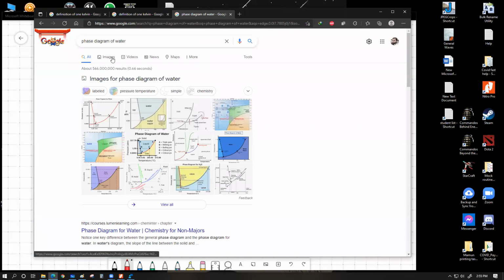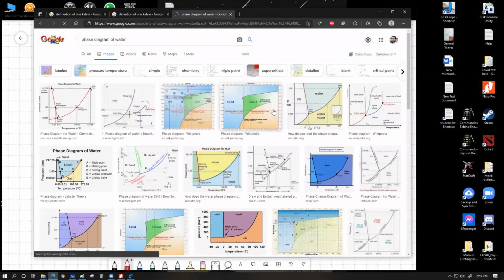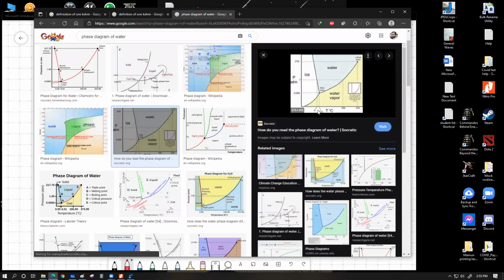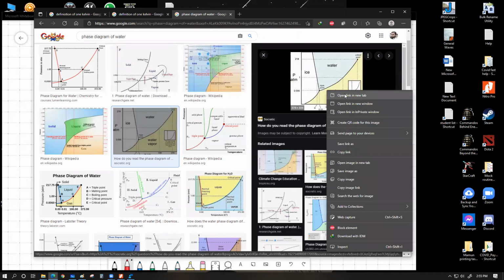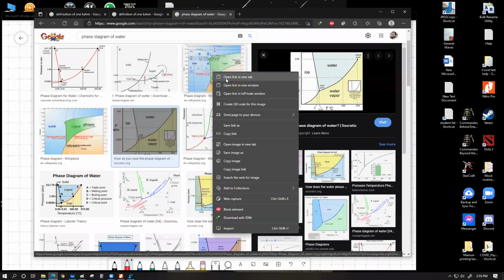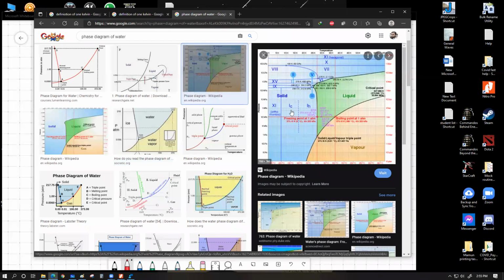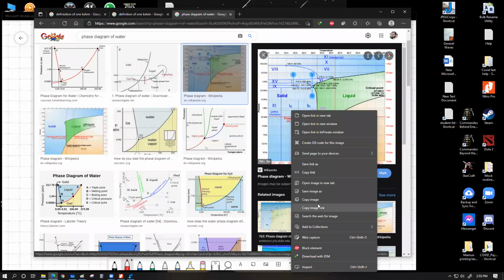Phase diagram of water. Let's have a look. This is the phase diagram of water. How big is this picture? Small. Can we get a bit bigger picture? Actually, this is a really good picture from Wikipedia. Yeah, nice one. Open image in new tab.